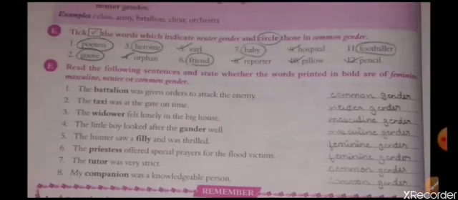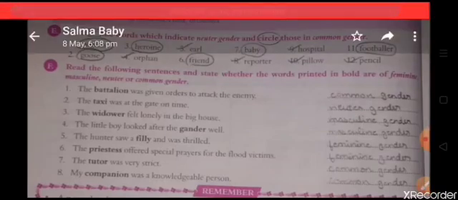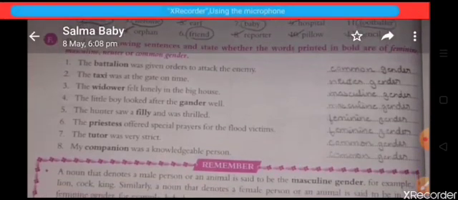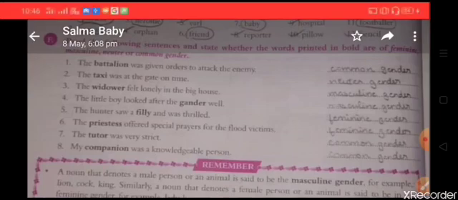The widower felt lonely in the big house. This is masculine gender. The little boy looked after the gander well. This is masculine gender. The hunter saw a filly and was thrilled. This is feminine gender. The priestess offered special prayer for the flood victims. This is feminine gender. The tutor was very strict. This is common gender. My companion was a knowledgeable person. It is common gender.